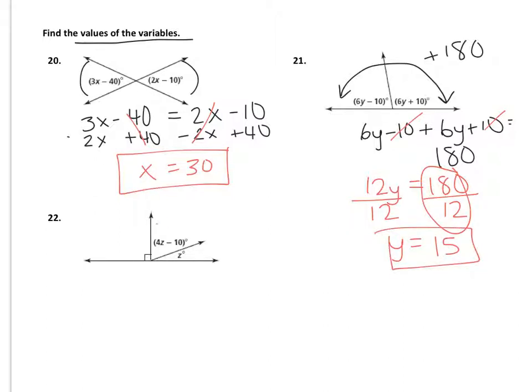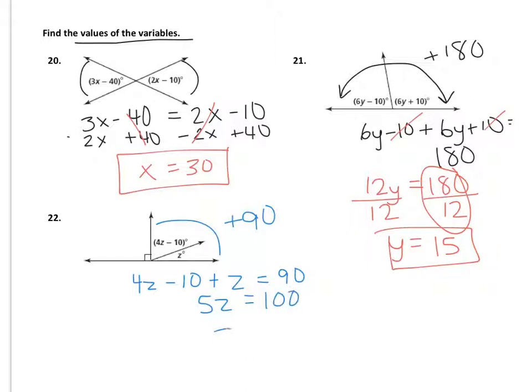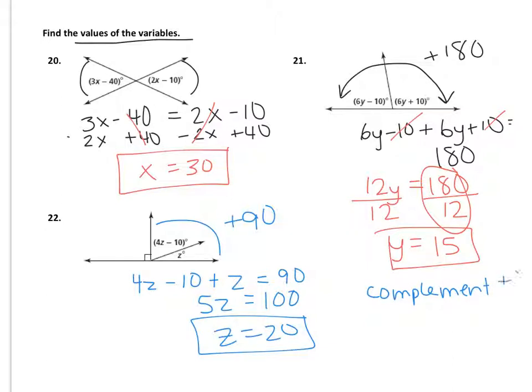And then these two are complementary. They add up to 90. So it's going to be 4z minus 10 plus z equals 90. 5 z's, add 10 to each side, equal 100. Z equals 20. So complementary adds up to 90. Supplementary adds up to 180. And then vertical angles are congruent.